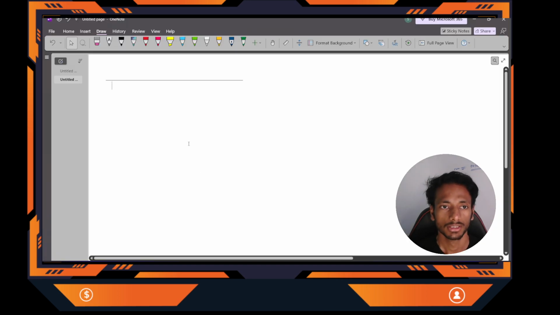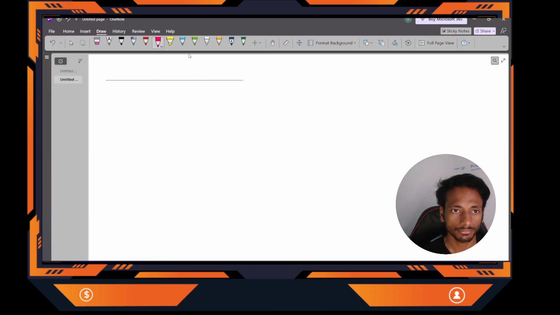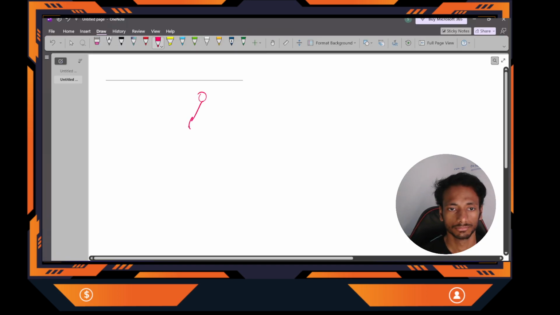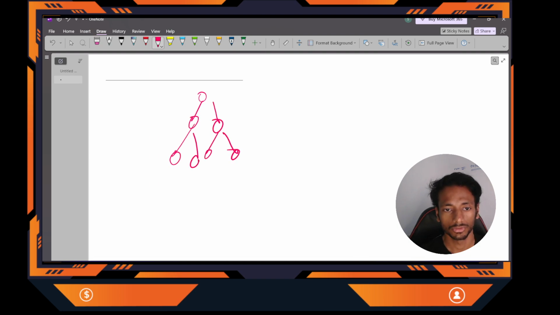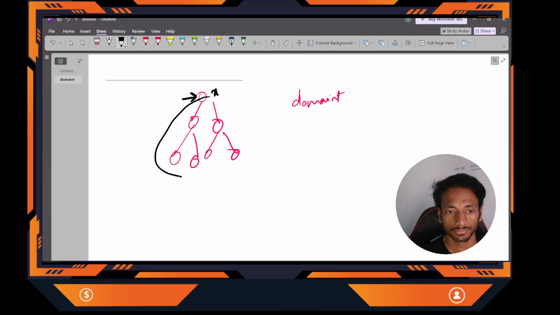That means, suppose we have one tree. This is a tree. Now I have to check how many dominant nodes there are in this entire tree. So when will I say that a node is a dominant node? Suppose we have x. x is the maximum value out of this tree.